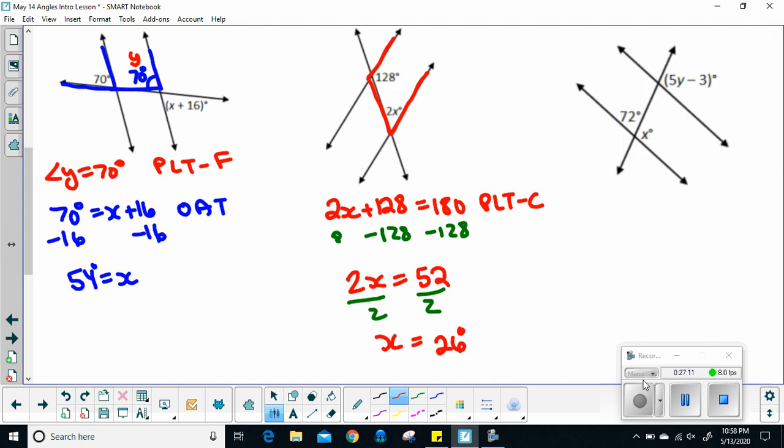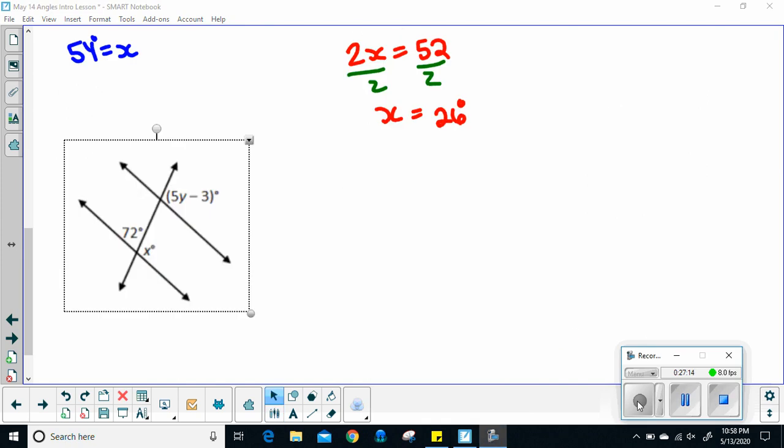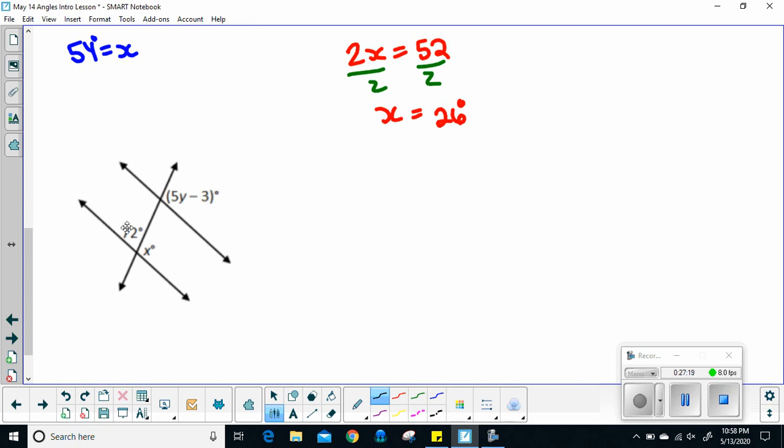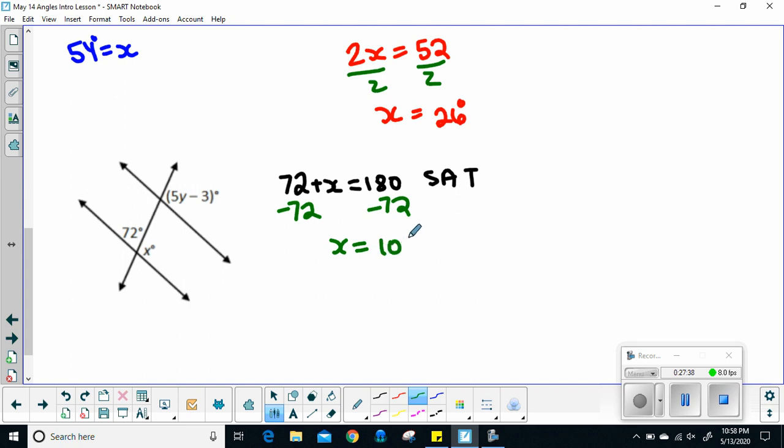And then I've got one last one. Hang on, let me rewrite. Okay, so I didn't know if I'd have enough space to write up there. So let's do it here. Let's see. What do we got? We've got 72 and x make a line. So I can say 72 plus x equals 180 degrees because they are supplementary angles. So minus 72 from both sides. X equals 108 degrees. So now I know that that's 108 degrees.